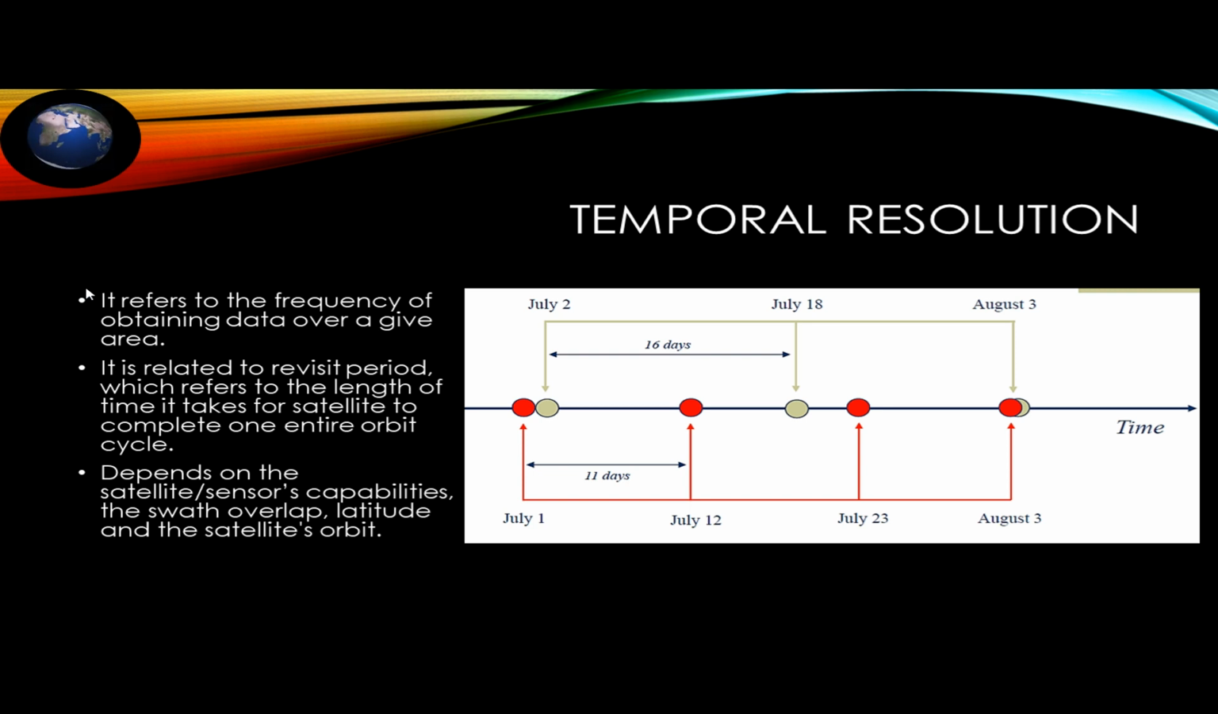It is related to the revisit period, as I told, which refers to the length of time it takes for the satellite to complete one entire orbit cycle. As I told, satellites are on the orbits. So for a particular place, when it comes back again, it takes one more cycle to collect the image of the same place. How long it takes is called the temporal resolution. It depends upon the satellite or the sensor capability, and the swath or the overlap, latitude, and the satellite orbit also.